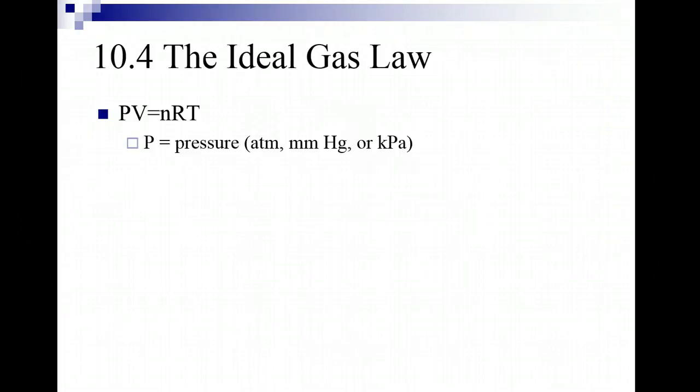P in this case, as it has before, stands for pressure, and it can be measured either in atmospheres, millimeters of mercury, or kilopascals. V is volume, and an important thing to make sure you note is that it absolutely has to be in liters. It cannot be in cubic centimeters, it cannot be in milliliters, it absolutely must be in liters in order for the units to work out properly. N is a new variable for us, and it stands for moles of gas.